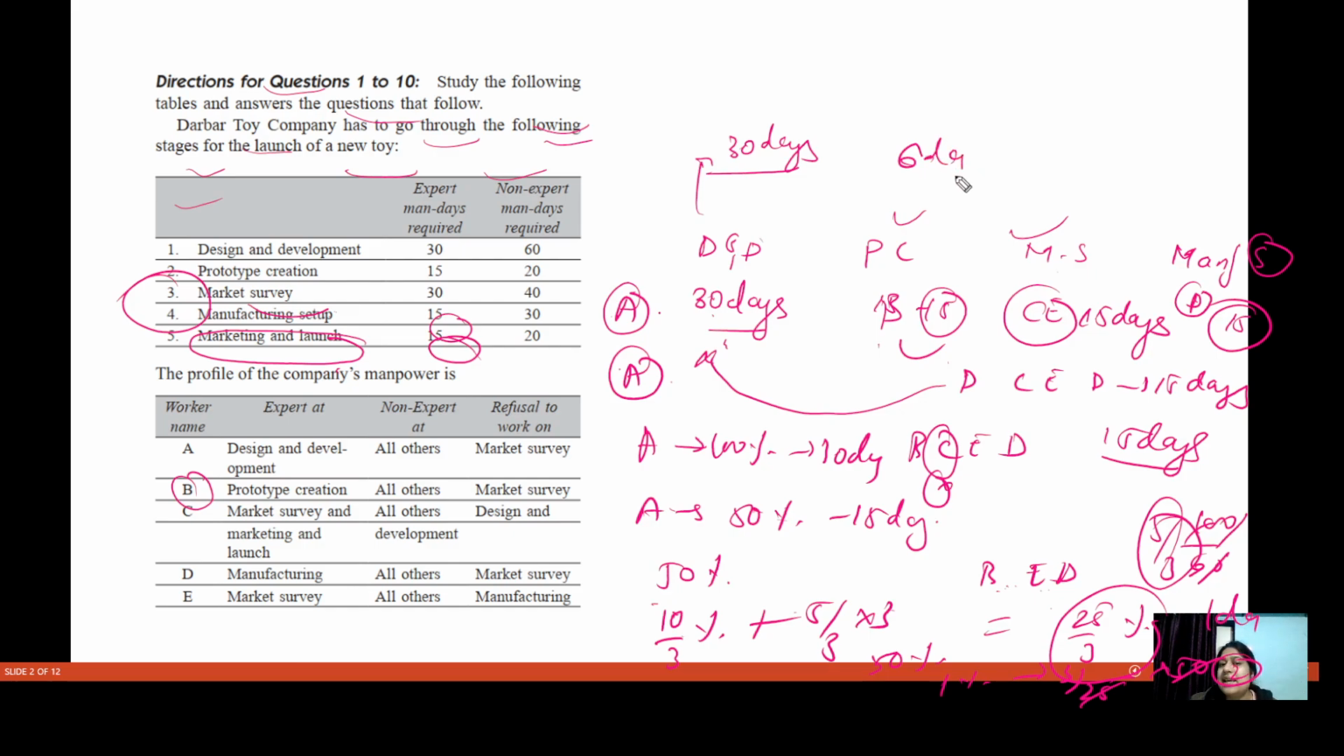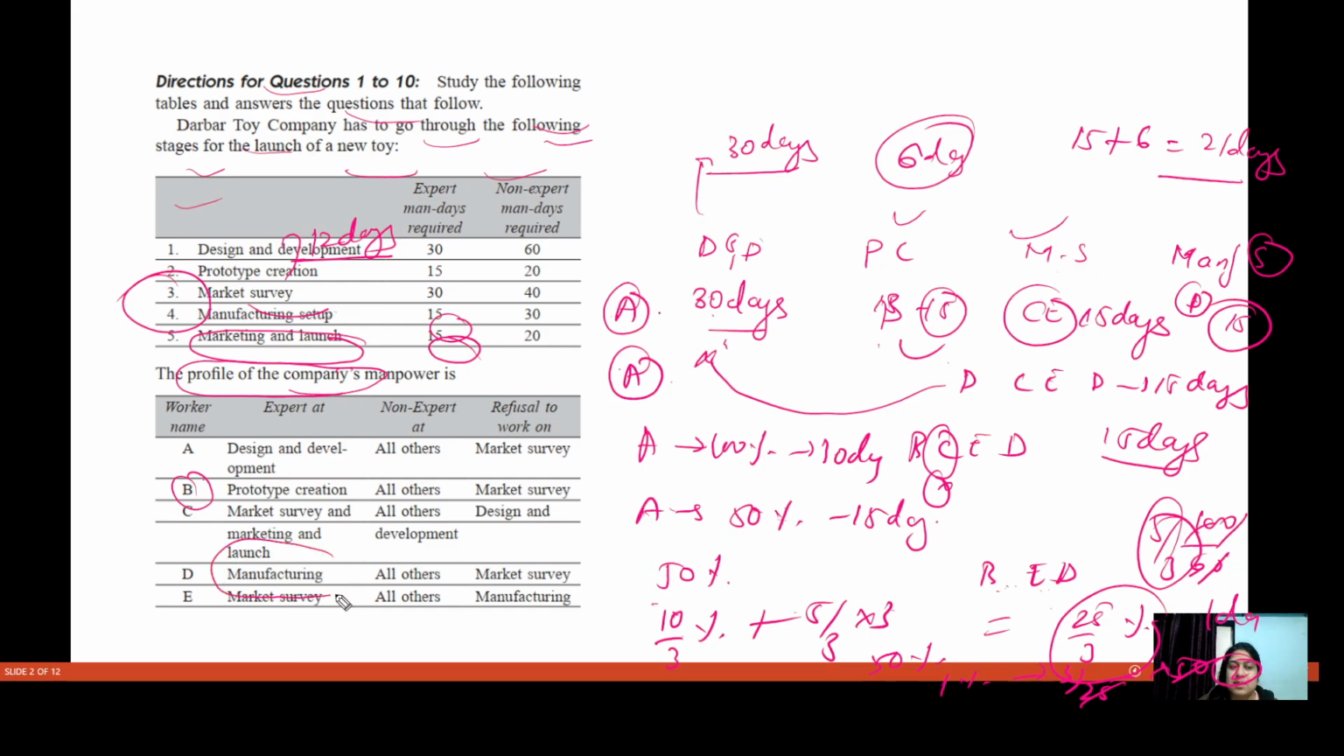Or we could have very easily done this without calculation, because earlier we calculated that when everyone was working, expert and non-expert, this design and development work took 12 days. So 50% of the work will take 6 days when everybody is working. So 15 plus 6, you have 21 days. Now these 21 days have passed. Now everyone will come to work on marketing and launch.